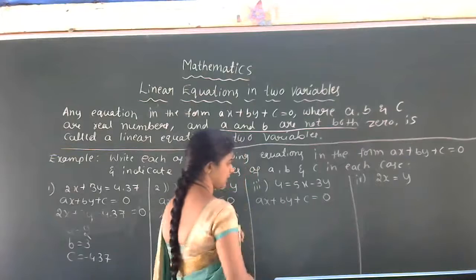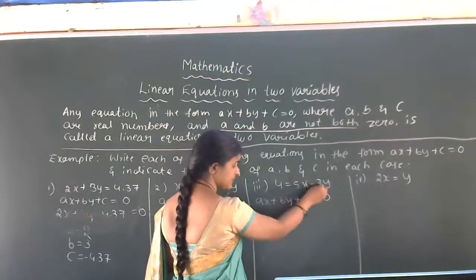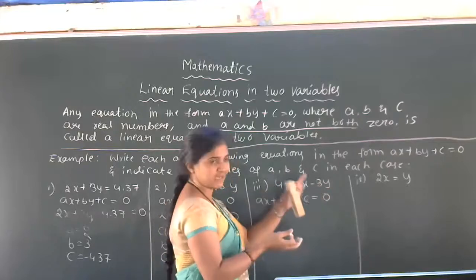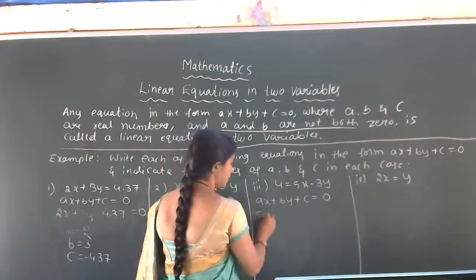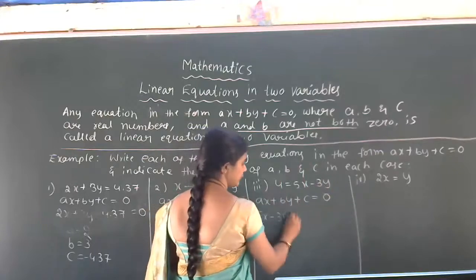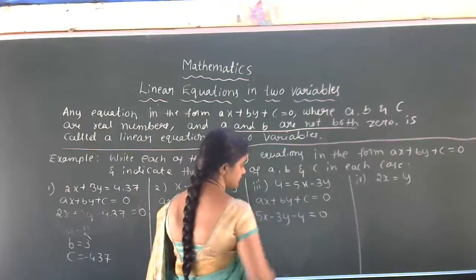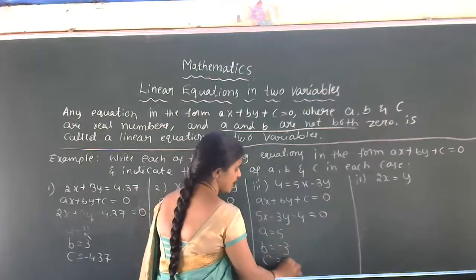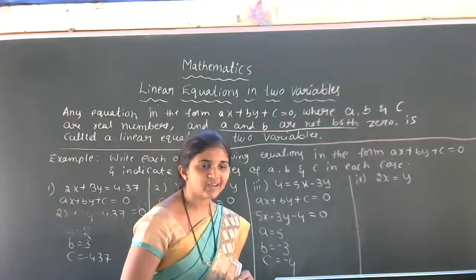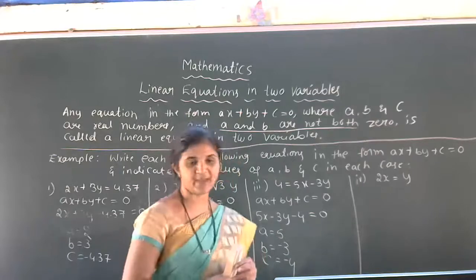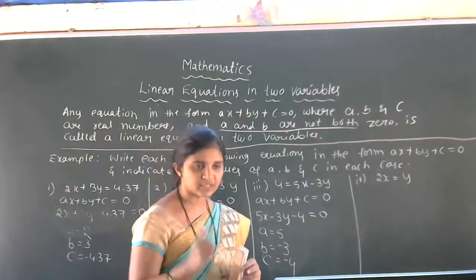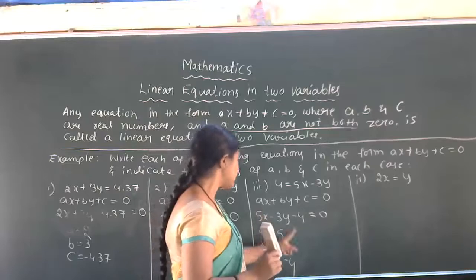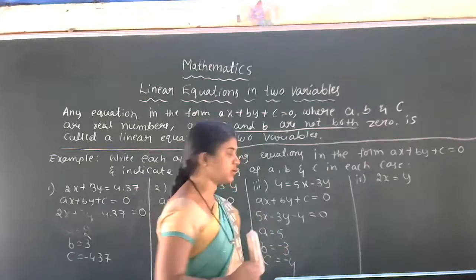Next, another type you can solve. That is 5x minus 3y. Here 4 is there. You can transfer that 4 to that side: 5x minus 3y minus 4 equals 0. This side is 0. Now a value is plus 5, b value is minus 3, c value is minus 4. Is that clear? Both are right. 5x minus 3y minus 4 is equal to 0. That is also right. Any one type you can solve. So now a is 5, b is minus 3, c is minus 4.